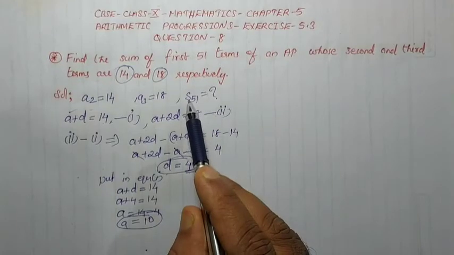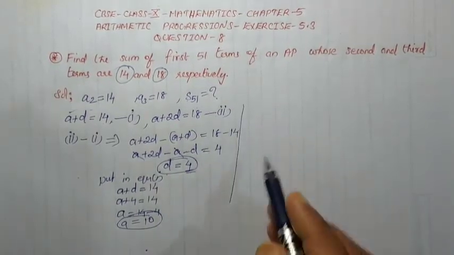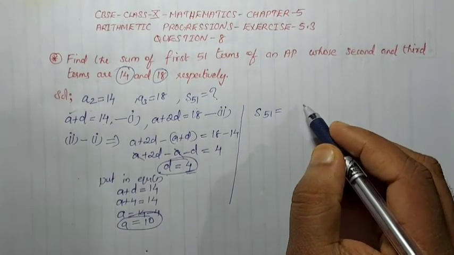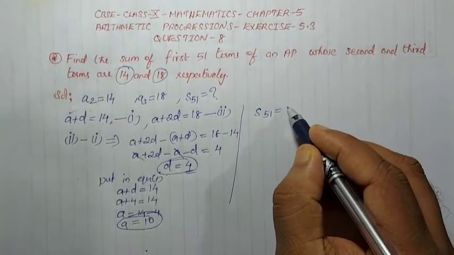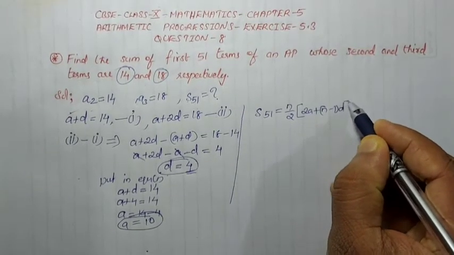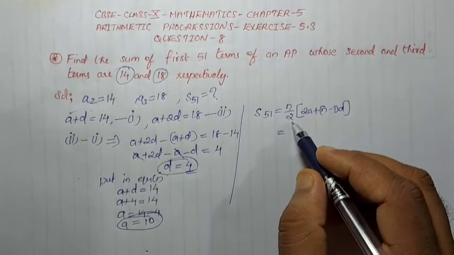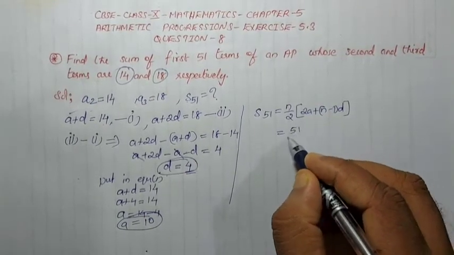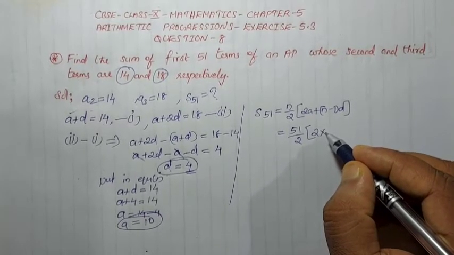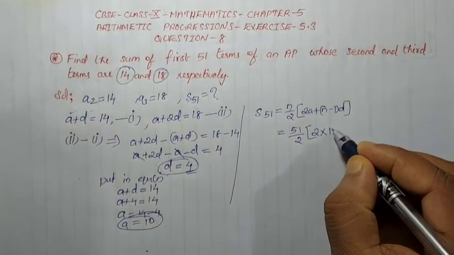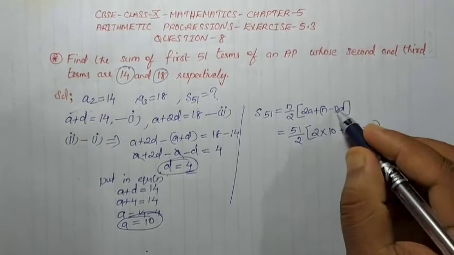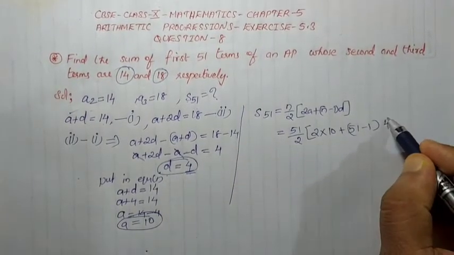Now what do we have to find? We have to find S51, that means sum of first 51 terms. So we know the formula. Sum of n terms of an AP is n by 2 into 2A plus n minus 1 into D. So you can use the formula and put in the values. n is 51. 51 by 2 into 2A, 2 into A, which we just found is 10, plus n minus 1, 51 minus 1, into D. Common difference we also found is 4.